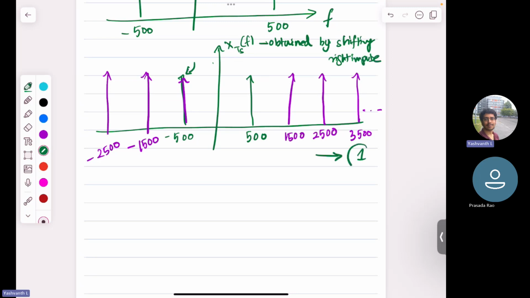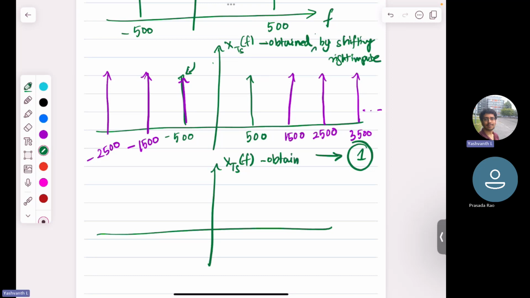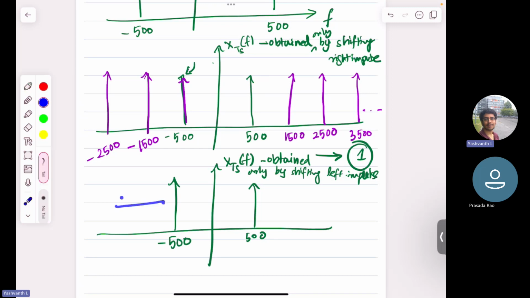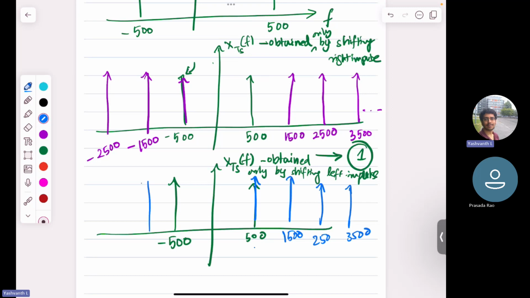Let's say this is signal 1. Now similarly, x ts of f is also obtained only by shifting the left impulse. I will shift the left impulse to both left and right by 1000 units. Minus 500 plus 1000 will again be at 500. Another 1000 will give 1500, another 1000 will give 2500, another 1000 will give 3500. On the left side, minus 500 minus 1000 will be minus 1500, again minus 2500, again minus 3500. Let's say this is graph 2.